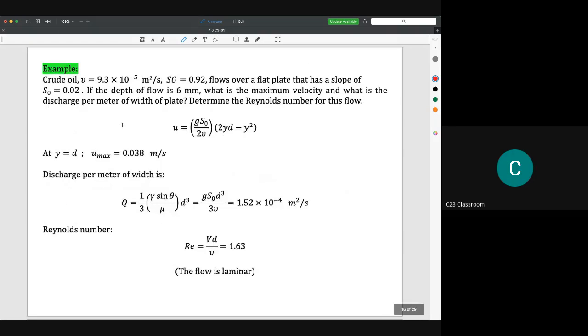Here is the example. I think we could skip this one because you could download it. It is just very straightforward. You have the numbers, you substitute them into this equation, and finally you will get the total discharge or flow rate for these problems.